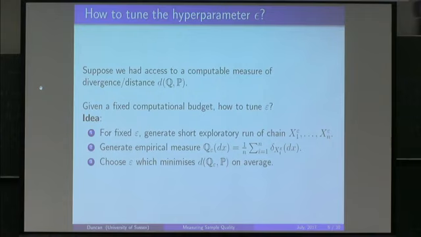So for a fixed epsilon, we'd generate some short exploratory runs of our chain, x1 to xn, which depend on epsilon. We'd generate the empirical measure, and then compute the distance and choose the epsilon which minimizes this distance on average. That would be a very reasonable way to measure, able to account for both the variance caused by not mixing, by not going far enough in time, as well as the bias that arises from having some discretization error, for example.